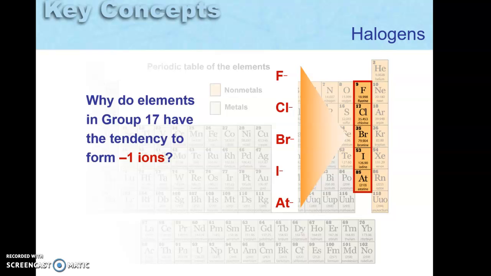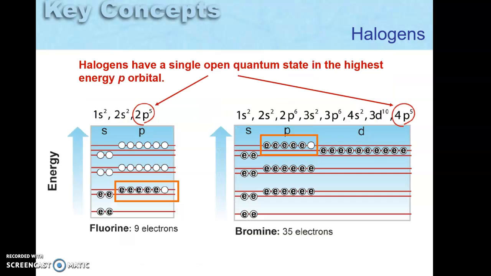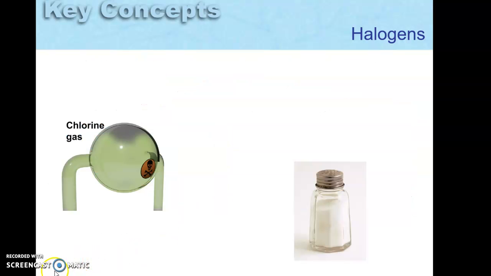Question for you is, why does group 17 form -1 ions? Well, if you look here, both fluorine and bromine, which are both halogens, have 7 electrons in their outer shell as their valence electrons. So what they would like to do is really just gain that 1 more electron, and that will make them happy, and they'll have 8.